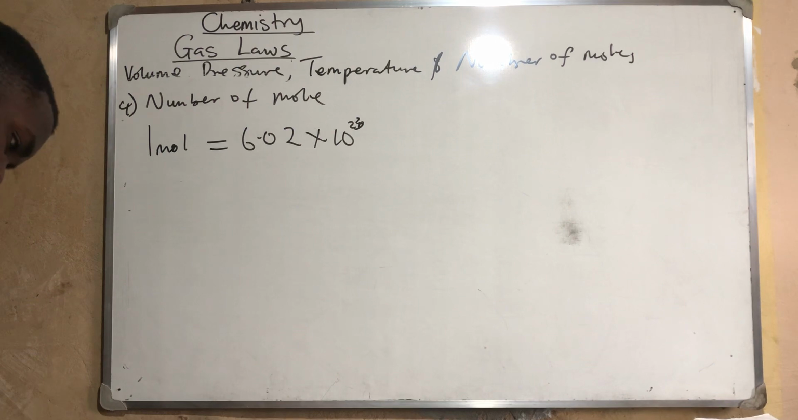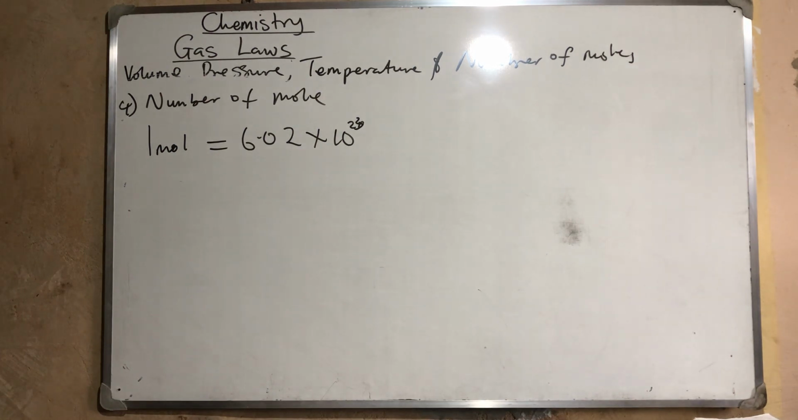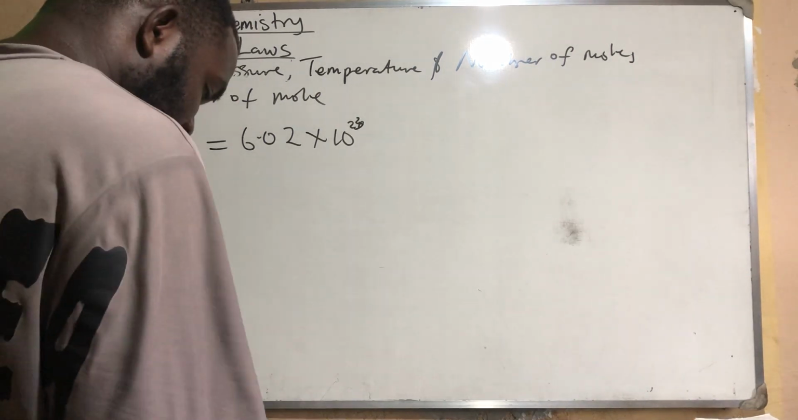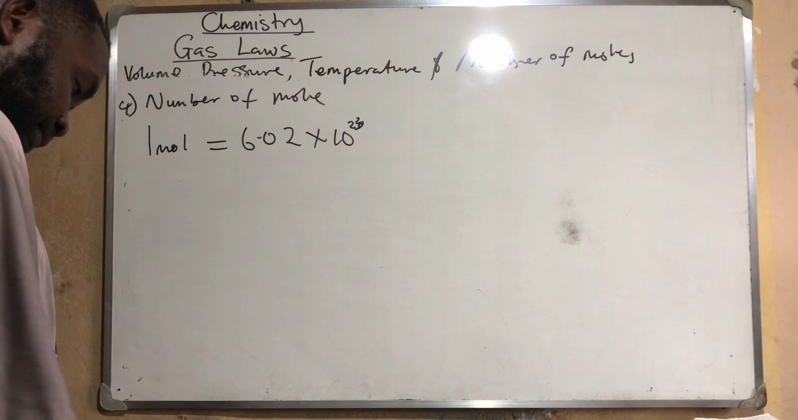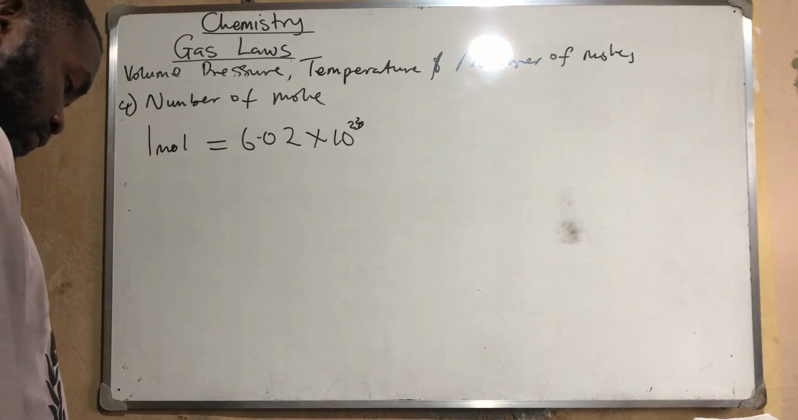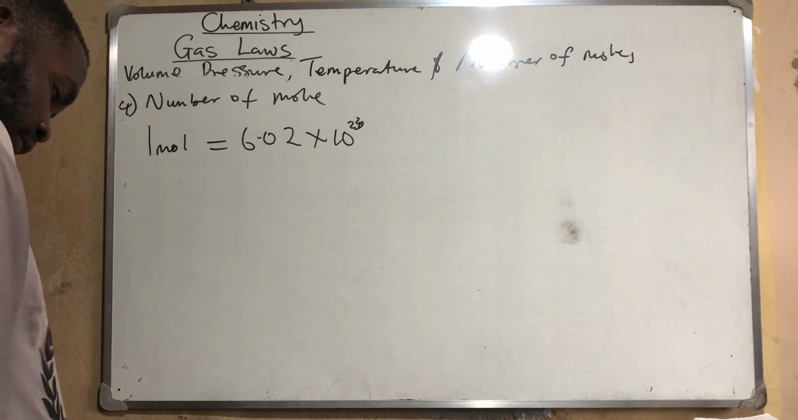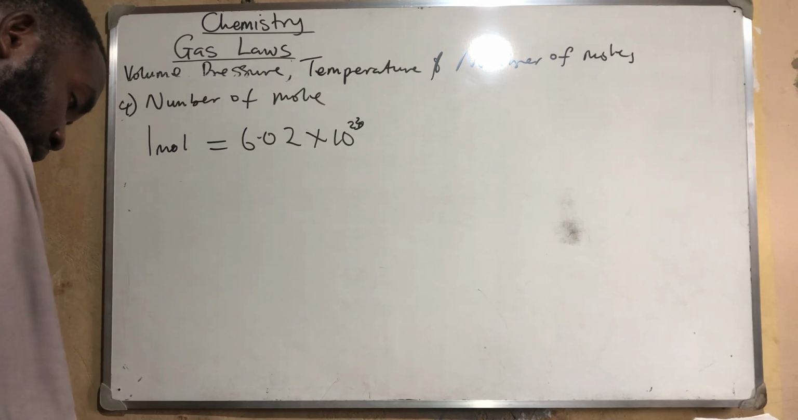They say the number of particles present in 1 mole of a substance is 6.02 times 10 raised to power 23. Then they say that 1 mole of any gas at standard temperature and pressure occupies a volume of 22.4 dm cube. We will still talk about standard temperature and pressure. The next one we'll talk about is the standard temperature and pressure, before we do the calculations that are involved.